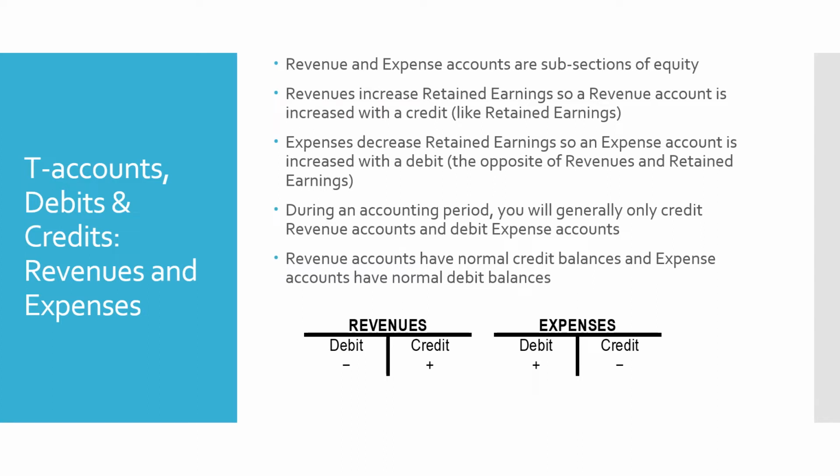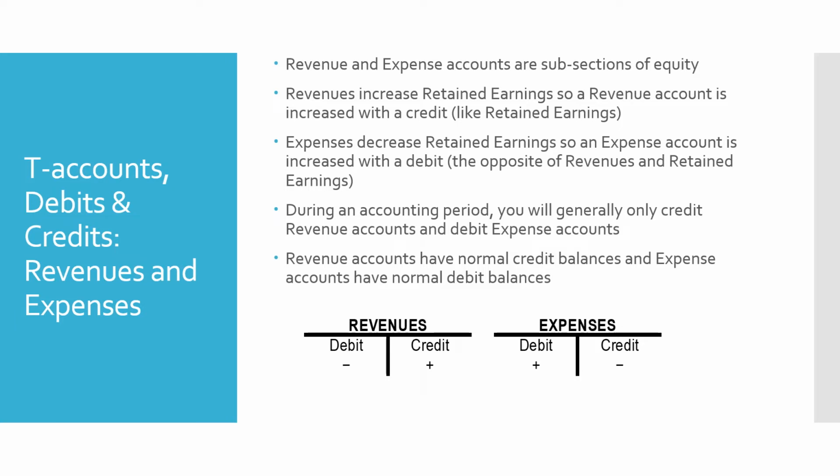Here's a tip. During an accounting period, you're generally only going to credit revenue accounts and debit expense accounts, because what we're trying to do with these accounts is accumulate activity during an accounting period. So if you're only crediting your revenue account every time you satisfy a performance obligation, the balance in the revenue account is going to reflect the total amount of revenue that you earned during that period.